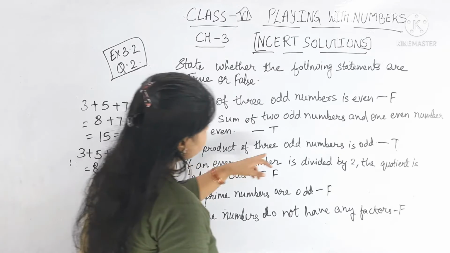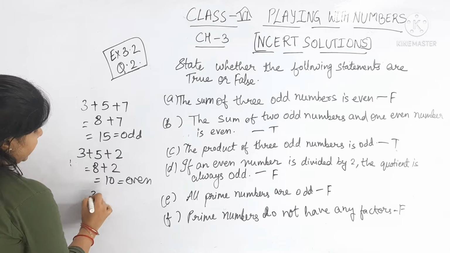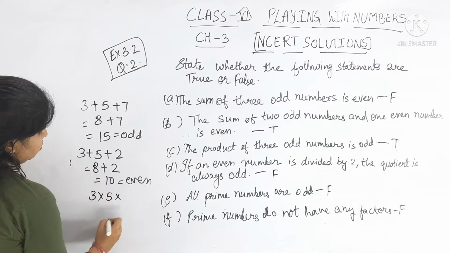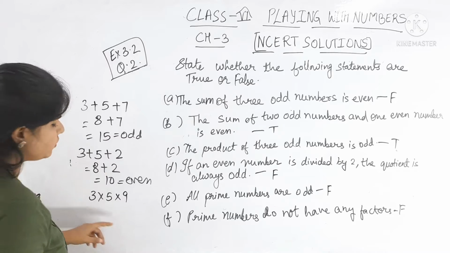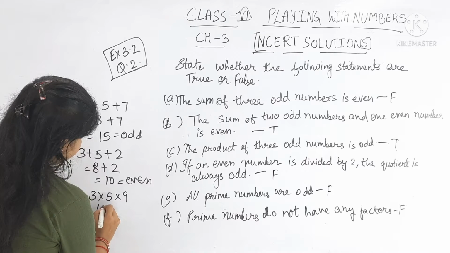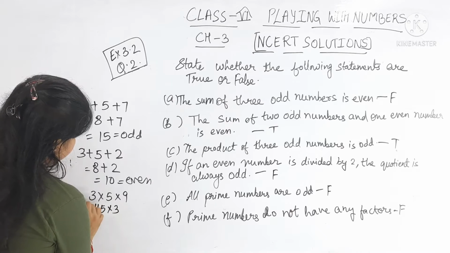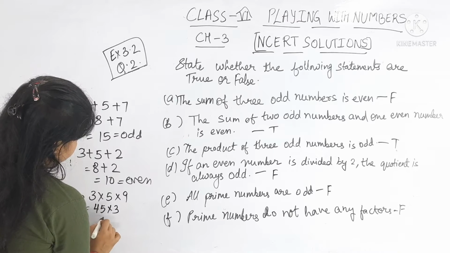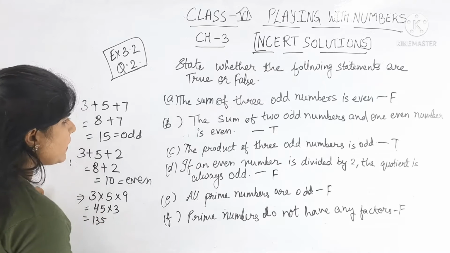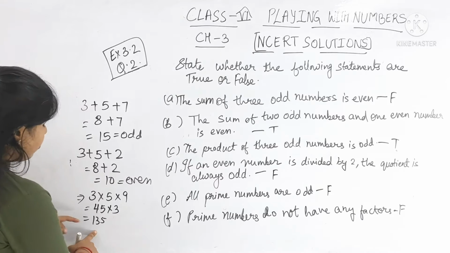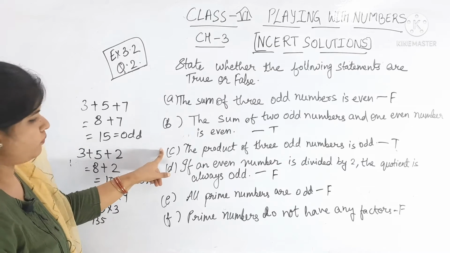Okay, so the product of three odd numbers. 3 into 5 into, let's say, odd numbers. 3 times 3 is 9, and 9 is also an odd number. Here 9 fives are 45, 45 into 3. So 3 fives are 15, 3 fours are 12, and I get 135. So 135 is also an odd number. Okay, this is not an even number. So this is true.